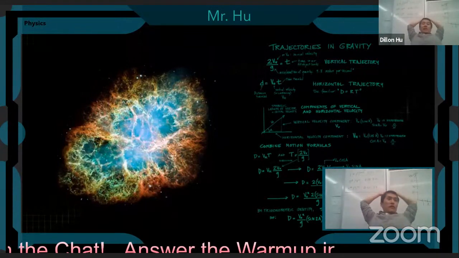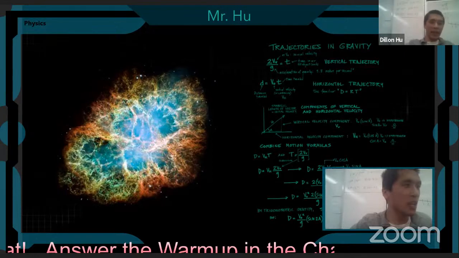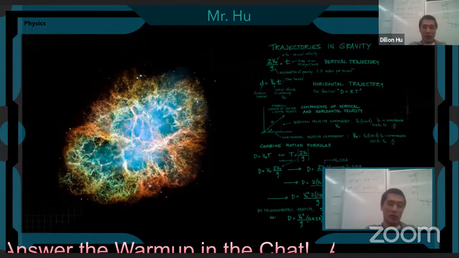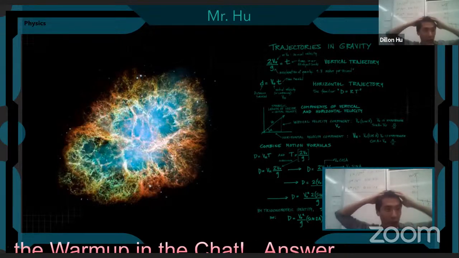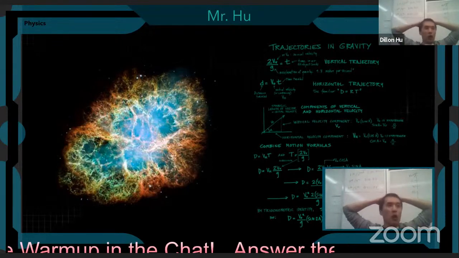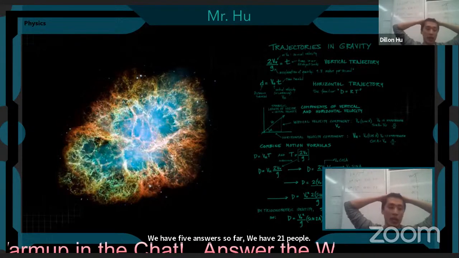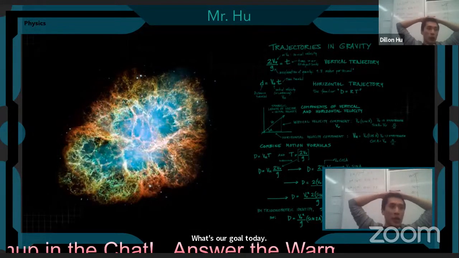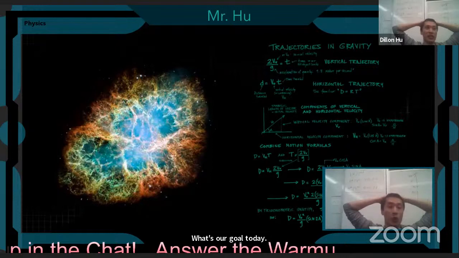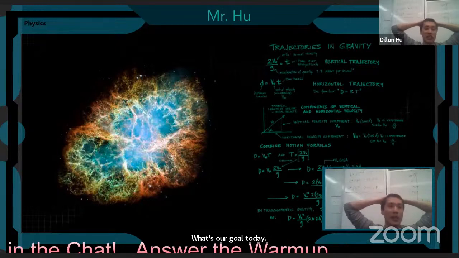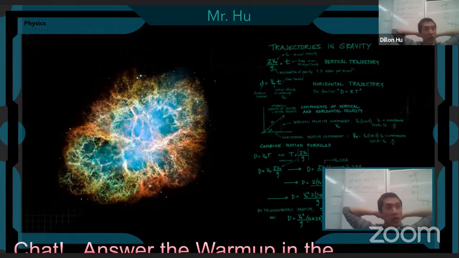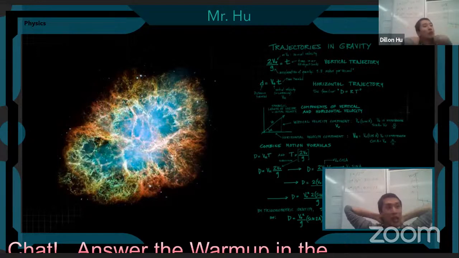We have 5 answers so far. We have 21 people. What's our goal today? We hit an A last time. I was very happy about that. But in general, I'm pretty happy if we shoot for Bs. So let's shoot for a B today in terms of participation. We have 5 out of 21, which I think means we need to get about 16 or 17 responses in total. So that means we need about 11 or 12 more.